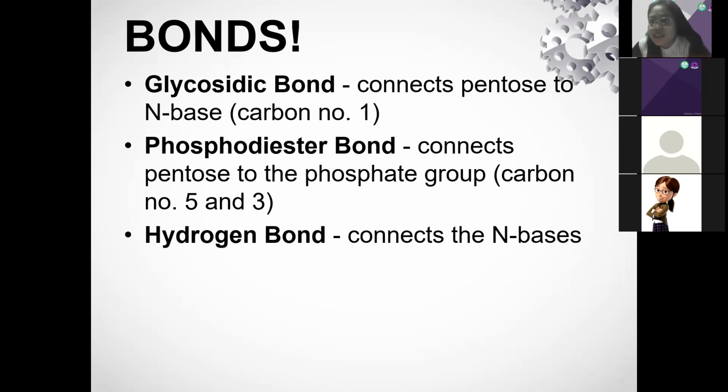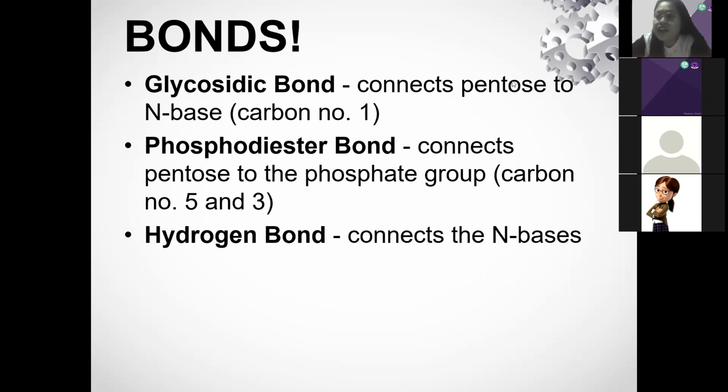And we have seen that a while ago, that the bonding takes place at carbon number 1. Carbon number 1 of the pentose. Then it bonds to the nitrogenous base. We call that again glycosidic bond. And then, the phosphodiester bond is actually the bond between the sugar and the phosphate.